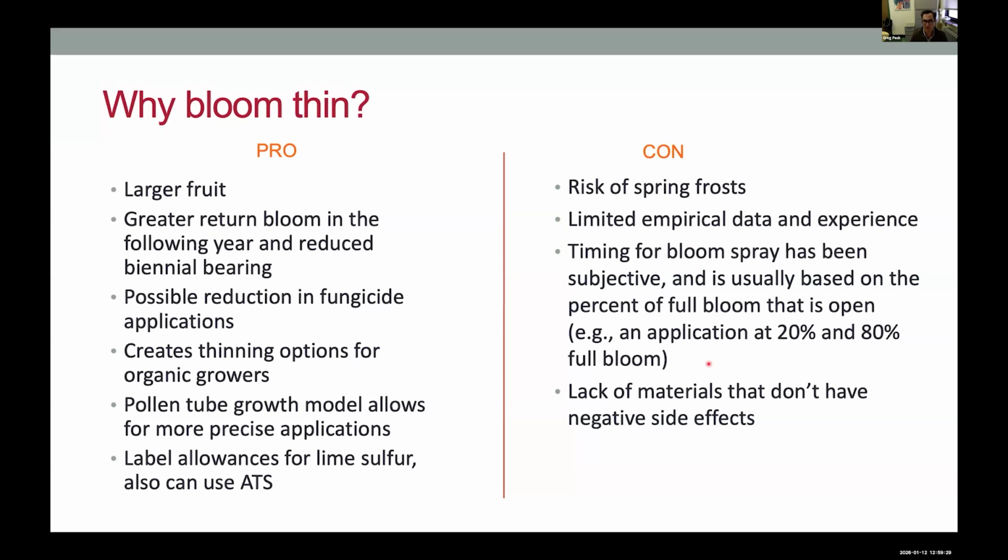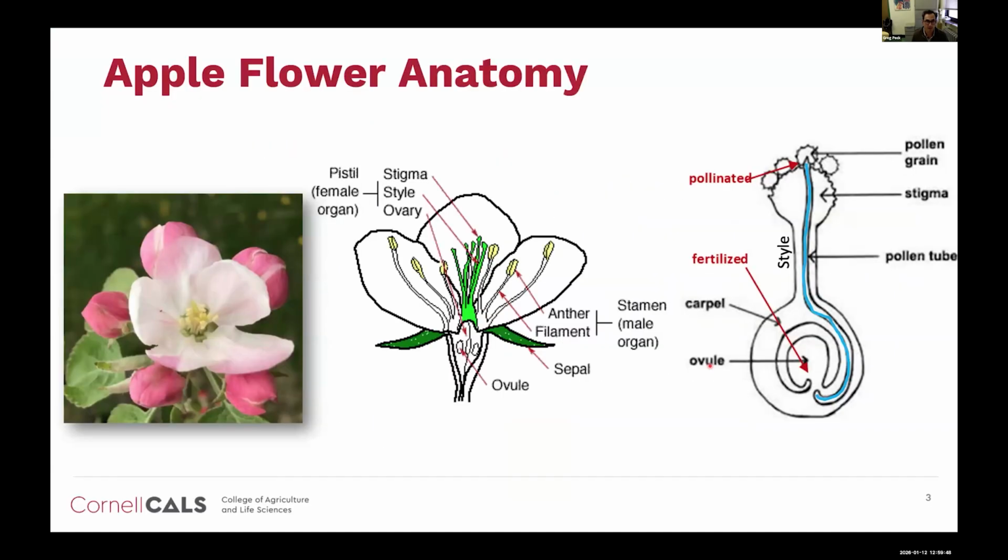We also know that there's risk with flower thinning or bloom thinning in terms of understanding spring frost, and also some of the materials that we're using are caustic, lime sulfur, ammonium thiosulfate, and can lead to russeting issues. So there's some pros and cons with it.